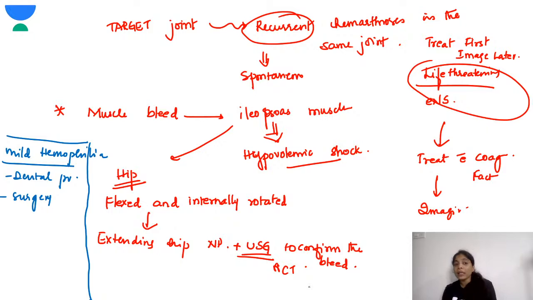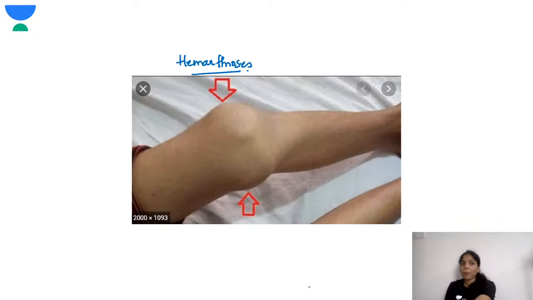In mild hemophilia, hemarthrosis or muscle bleed is not very common. They generally have a history of prolonged bleeding following a dental procedure or a small surgery. That is a typical history in mild hemophilia.